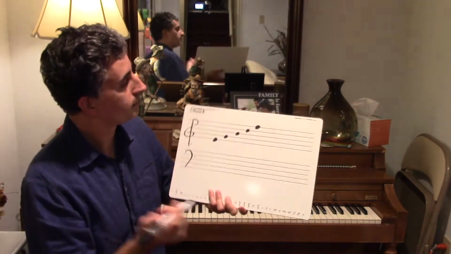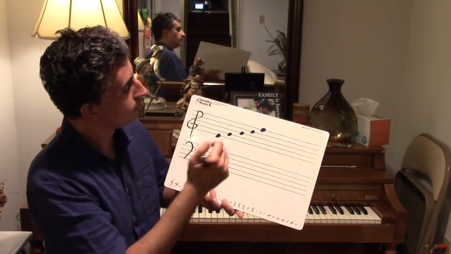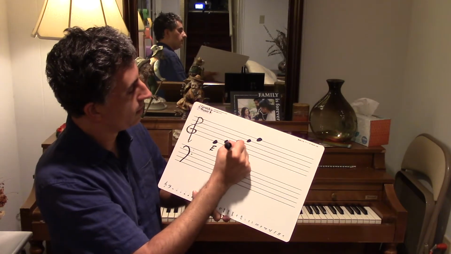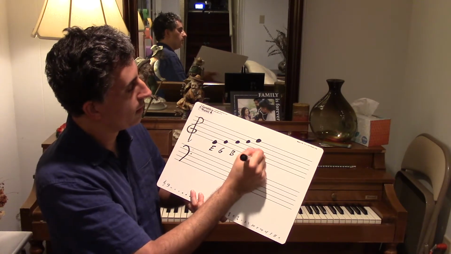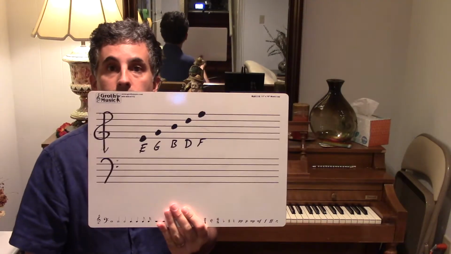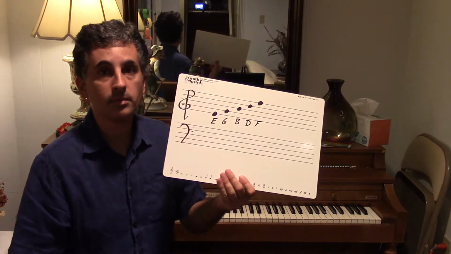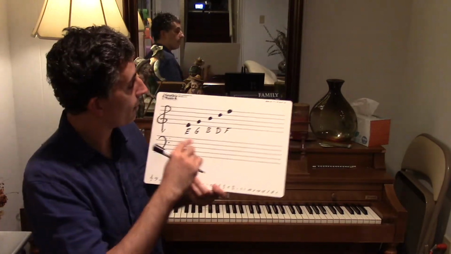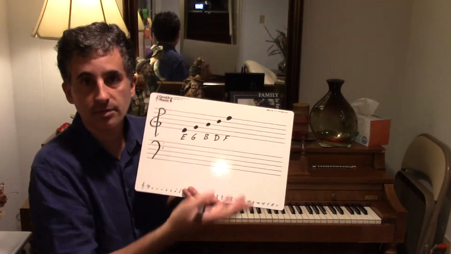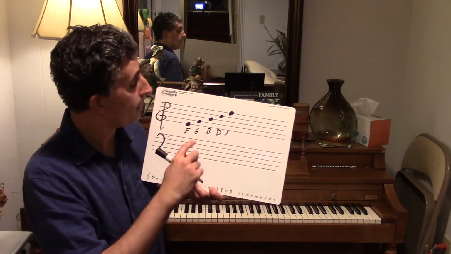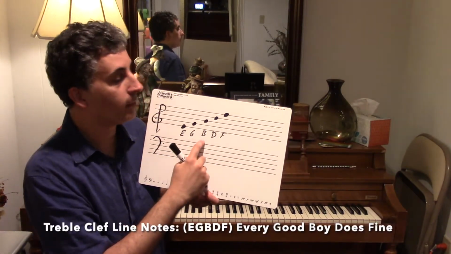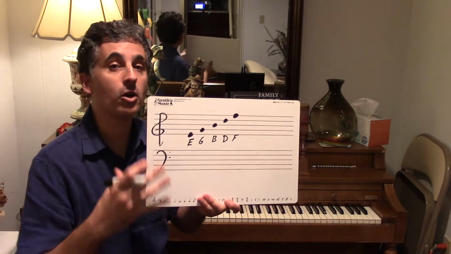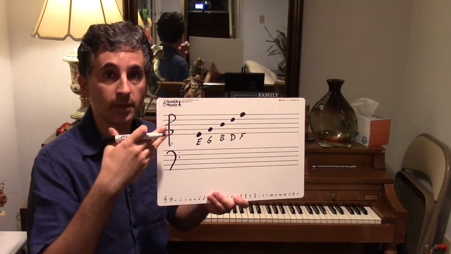So the notes are E, G, B, D, and F. All right? Now, you might not be able to remember E, G, B, D, F, but you can remember, and this doesn't really make such a cool word like face, but you can remember every good boy does fine. All right? So those are the notes that are on the lines for the treble clef.